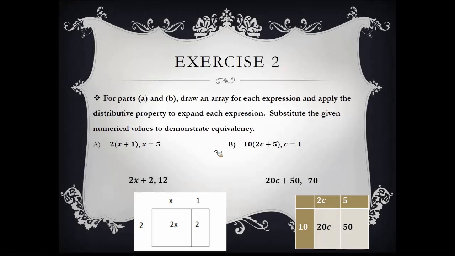So those show the numerical values to demonstrate equivalency. If we were to plug 5 back into the original, we would have 2 times the quantity 5 plus 1. 5 plus 1 is 6. 6 times 2 is 12. So they are equivalent. For part B, plug in 1 for c at the beginning. So 2 times 1 plus 5, that's 7. 7 times 10 is 70. They are equivalent.